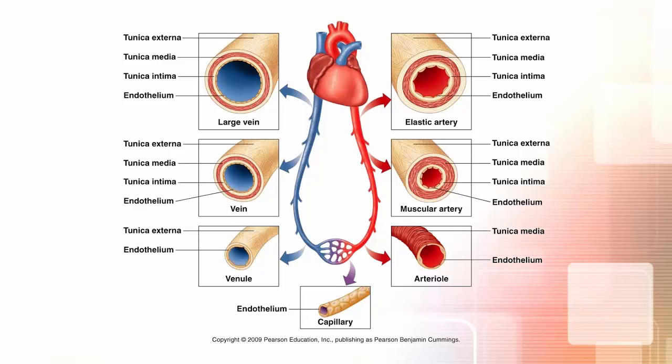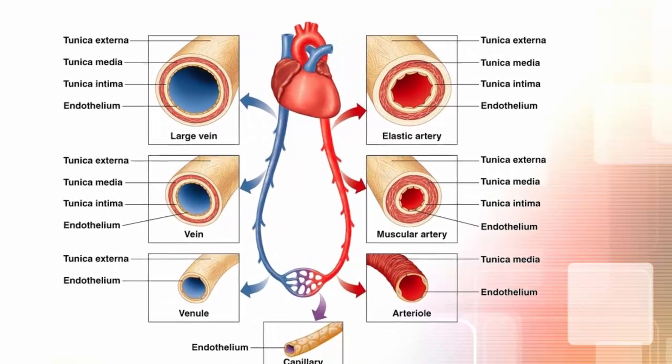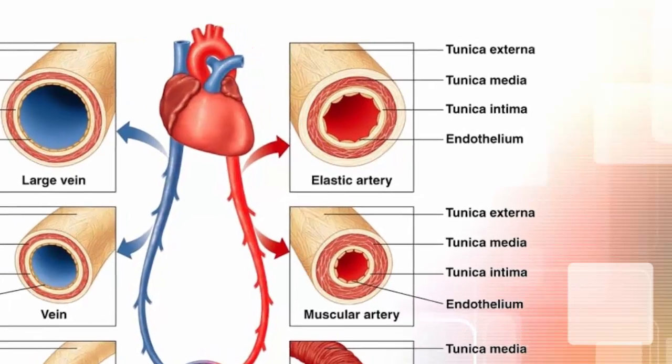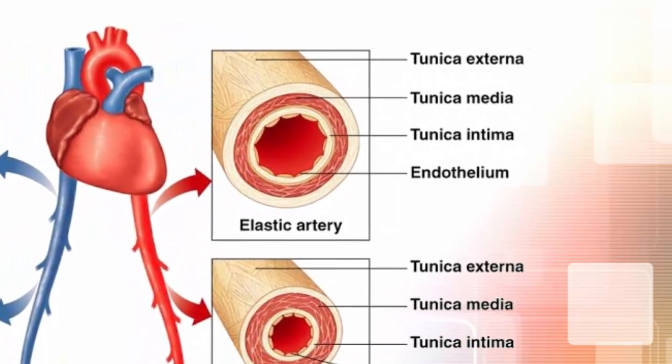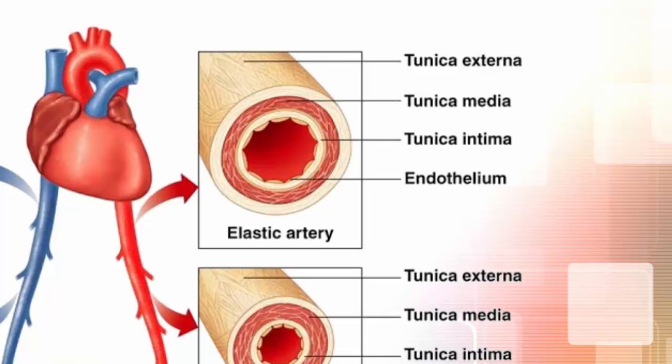If you haven't already looked at this information, please take some time and look at it now before we go further with this video. The largest arteries of the body are called the elastic arteries because of the large amount of elastin in their walls, especially the tunica media.